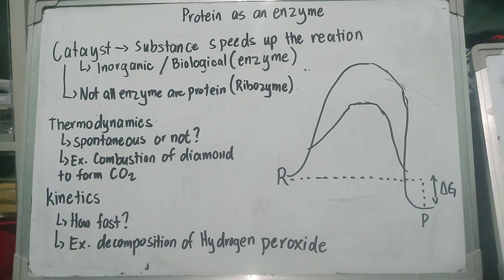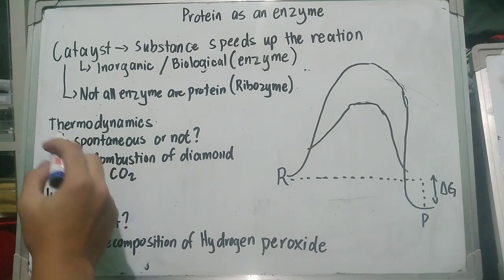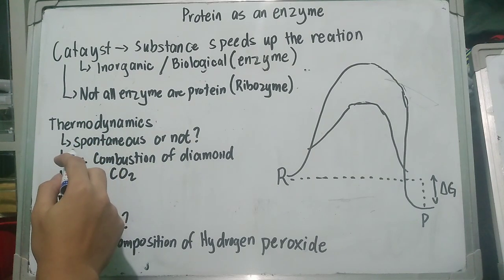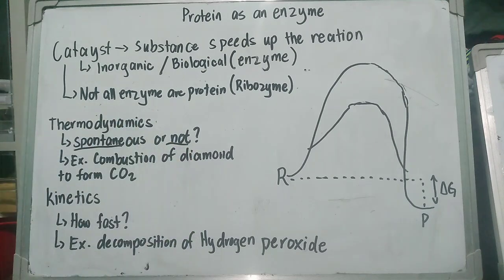Thermodynamics talks about whether or not the reaction is spontaneous, or whether it will occur or not. That's all there is to thermodynamics. An example of a thermodynamically favored reaction is the combustion of diamond to form carbon dioxide. And for kinetics, this tells us how fast the reaction is. An example is the decomposition of hydrogen peroxide.